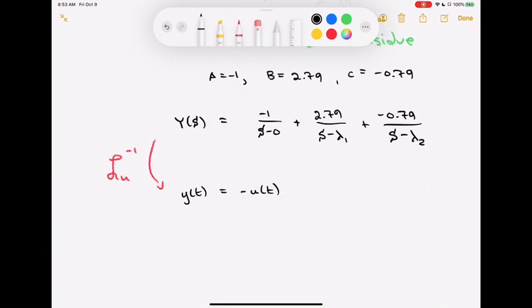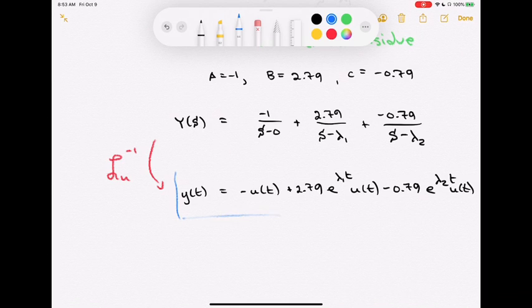The second one is going to be 2.79, and I'm going to have an e, right, to the lambda 1 t u of t. And if you wanted to, you could plug in what is lambda 1. It's a negative real number, which is actually a good thing, right? That means that this thing wants to bleed away energy. It's going to have something to do about the stability. All those conversations we had before are still holding true. And then I'm going to get a minus 0.79 here, e to the lambda 2 t u of t, and I am done, right? This is my final answer.